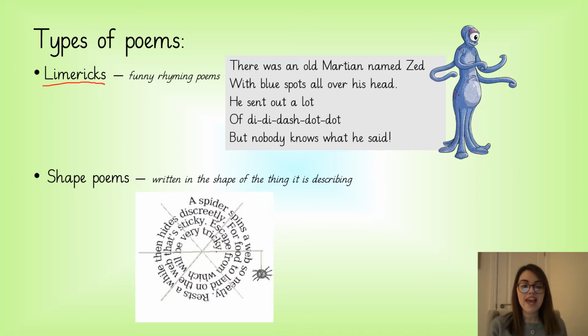Another type of poem is one that we're very familiar with, shape poems, which are poems that are written in the shape of the thing it is describing. So the poem on your screen is a shape poem for a spider's web. And the poem says, a spider spins a web so neatly, rests a while, then hides discreetly, for food to land on the web that's sticky, escape from which will be very tricky. We're very familiar with our shape poems because we've been writing shape poems before the winter holiday, didn't we? We wrote some shape poems in the autumn.